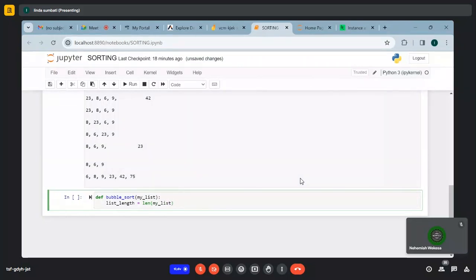So we define a function called bubble sort. Then we place the argument my list inside. Then we check the length of our list. Then we need to iterate over this list. So that means for i in range, then the length of my list.